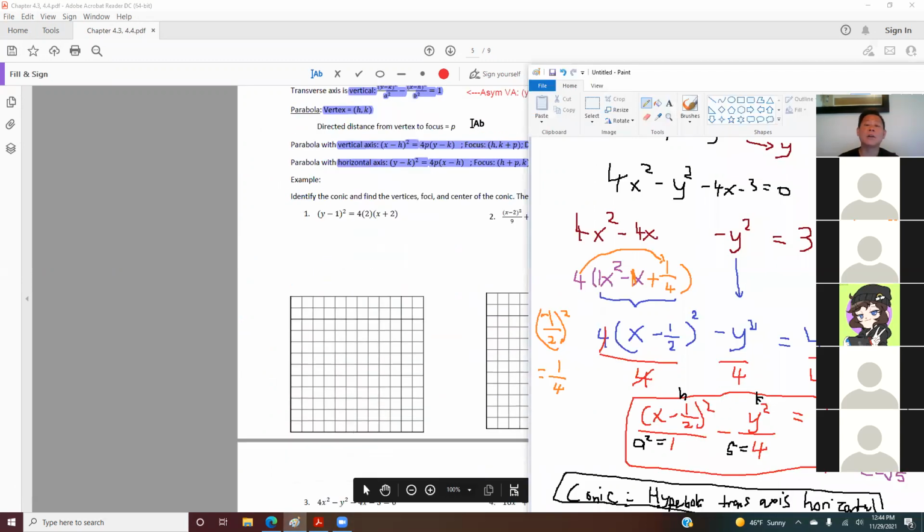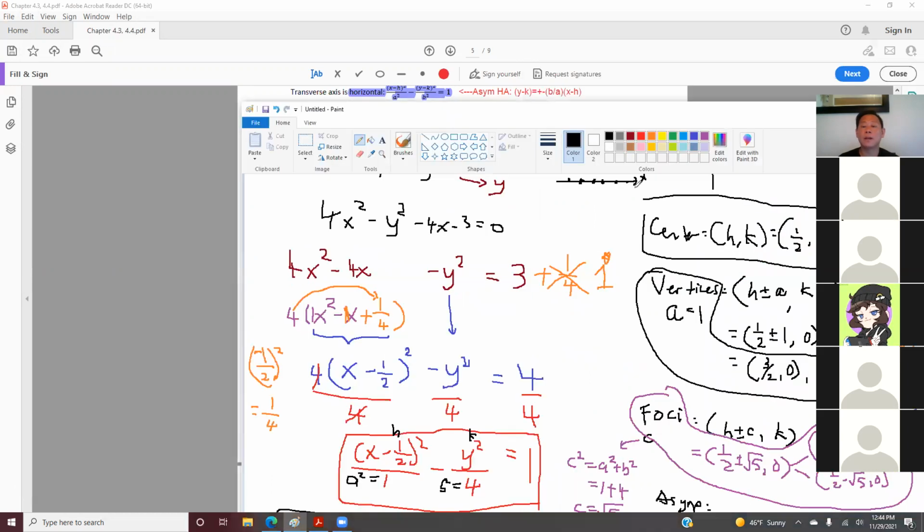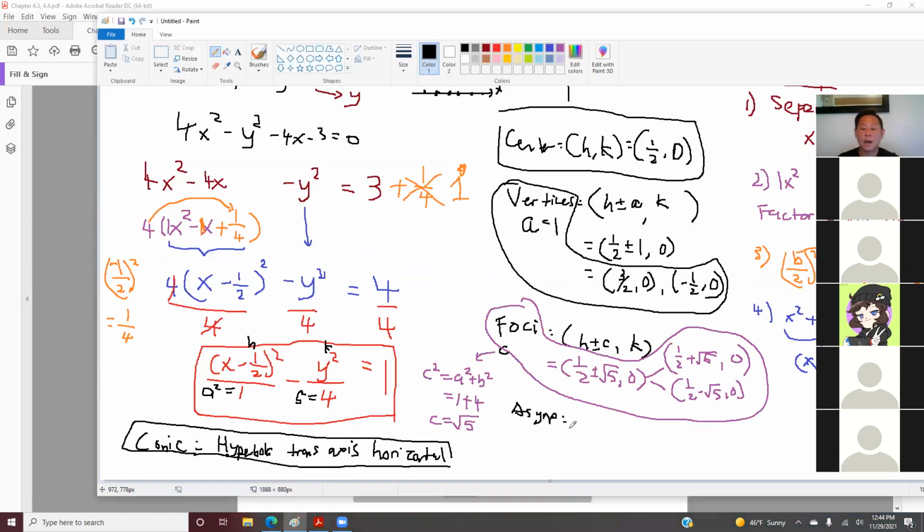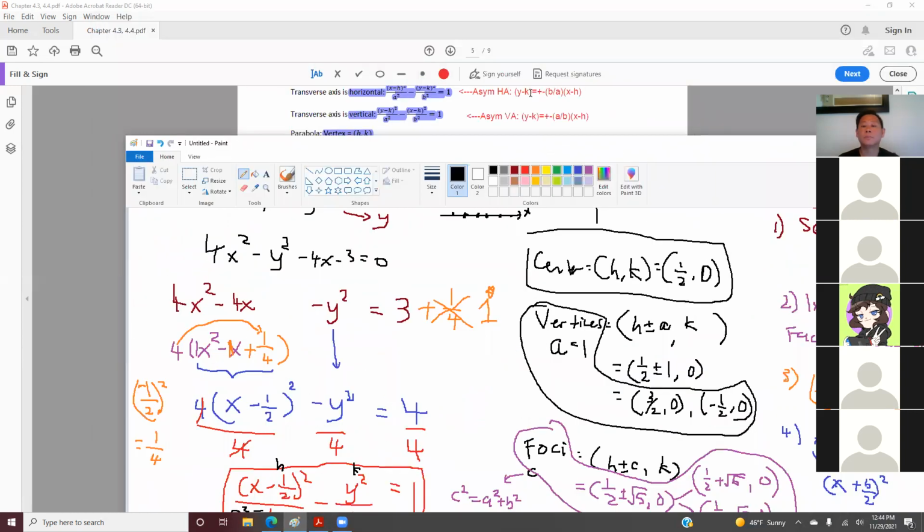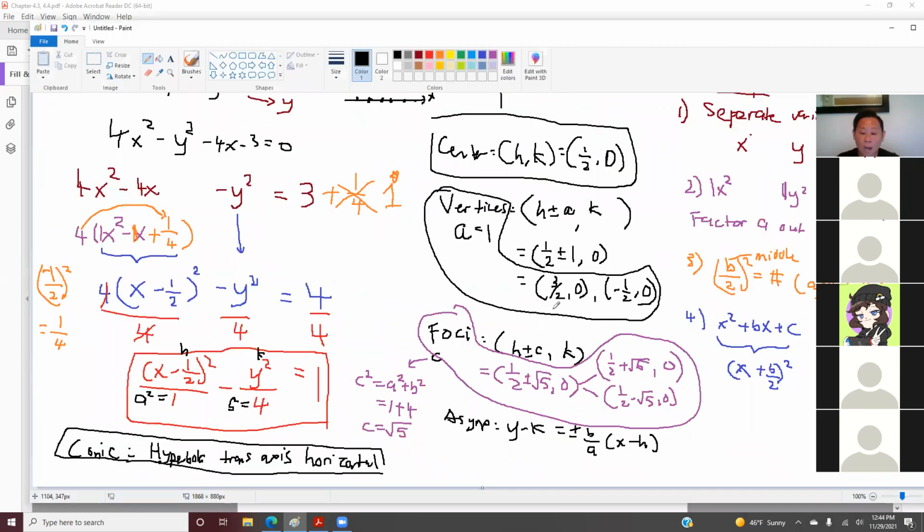So in this case, your slant asymptote is y minus k equals plus or minus b over a times x minus h, which is this one. Okay. So k in this case is 0, so it's y; plus or minus b, in this case is 2. Don't forget b is 2, not 4. So 2 over 1 is 2. And then x minus h, h in this case is 1/2.